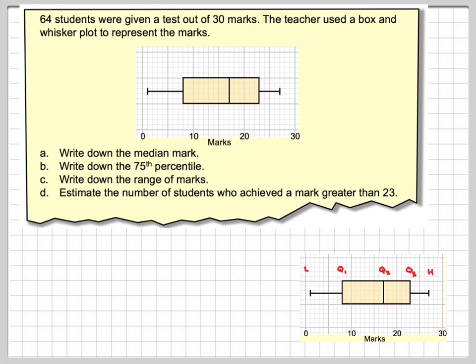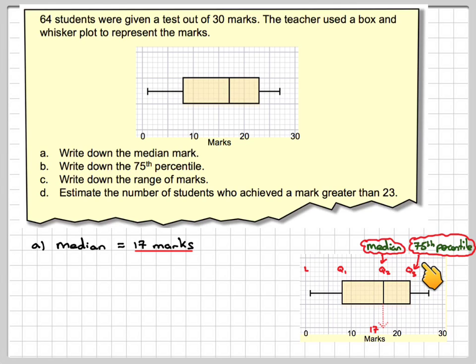It says write down the median mark. Well, the median mark is this one here where this line is in the box. So this is the median, it's known as Q2. Okay, and if we read down here, we're going to get exactly 17. So we just write down 17. So you could actually show how you got your result by putting an arrow in.